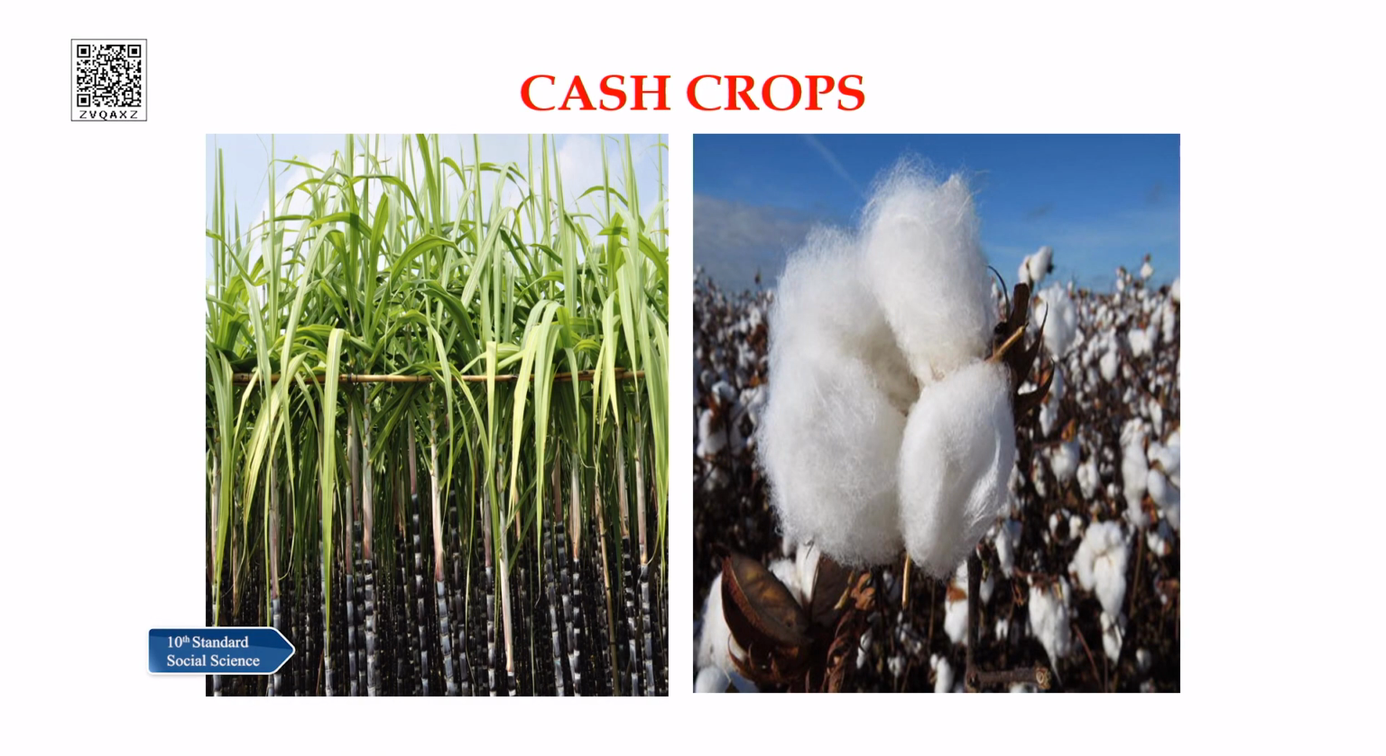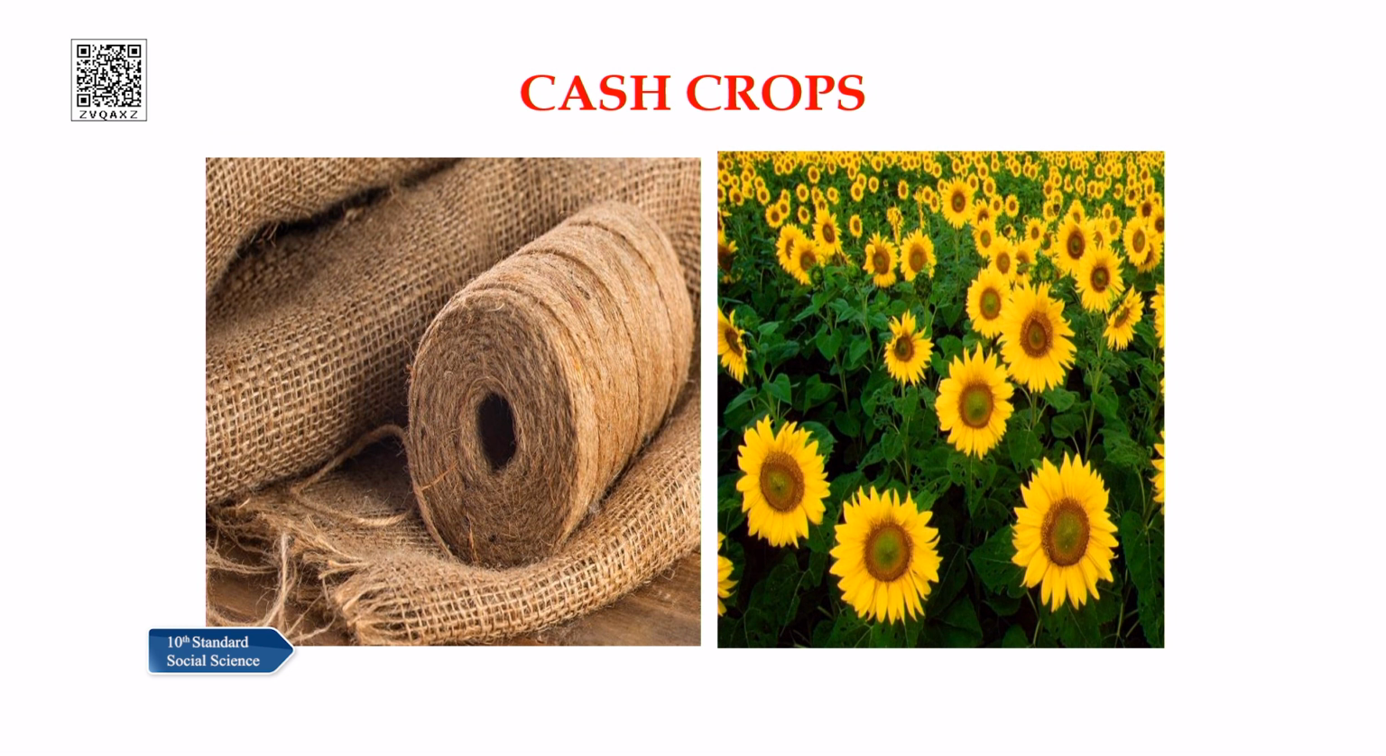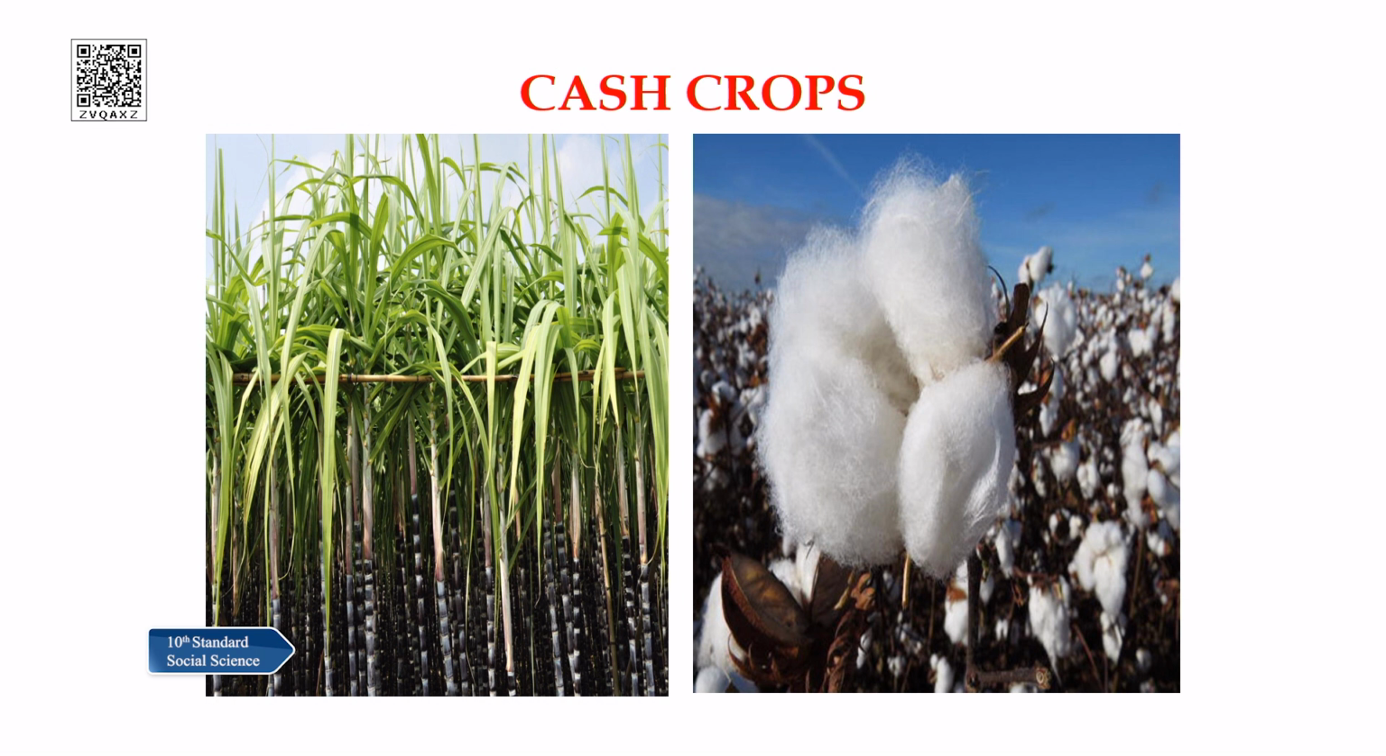Here you can see on one side sugarcane, on another side cotton, and then we have jute and oil seeds also. Now first we are going to see sugarcane. Sugarcane provides raw material for the sugar industry, and next to Cuba and Brazil, India ranks 3rd in the production of sugar, and in India Uttar Pradesh is the leading producer of sugarcane.